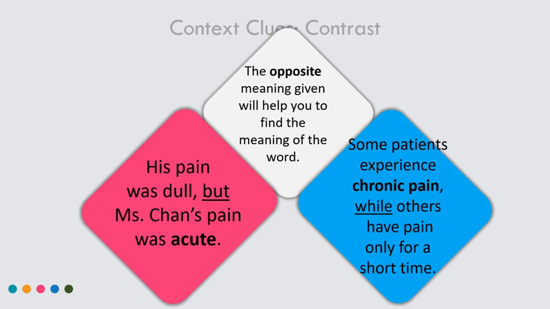Another example, some patients experience chronic pain, while others have pain only for a short time. From the second phrase, we can notice that chronic is when someone has pain for a long time.